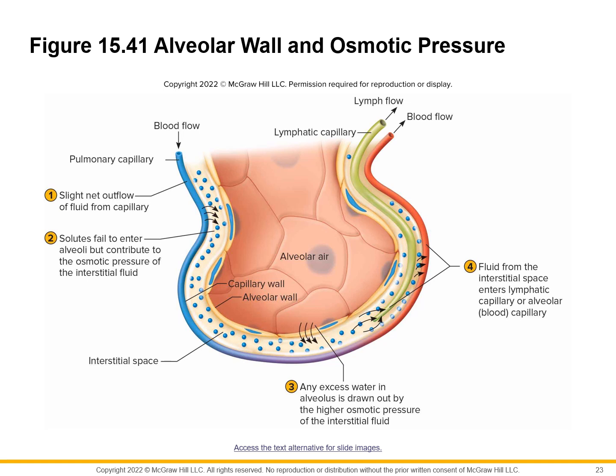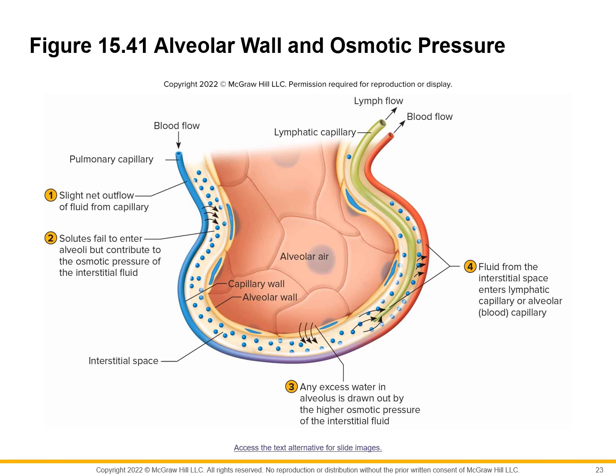This picture or diagram shows the alveolar wall and the osmotic pressure. As we said, the capillaries everywhere at the level of tissues exchange substances between the capillaries and the tissues. So here this is the alveoli, and the alveoli contain air. We don't need fluids here. So the idea is that the hydrostatic pressure leads to a slight net outflow of fluid from the capillaries into the interstitial space.